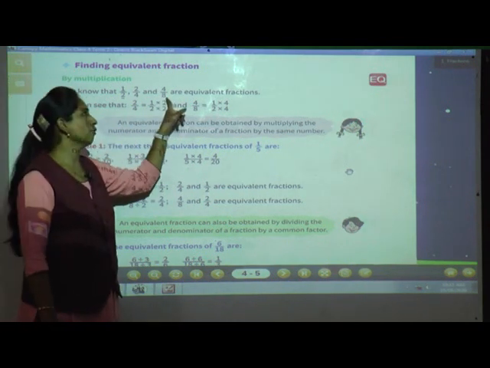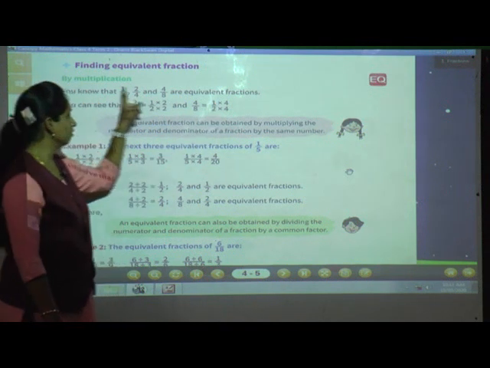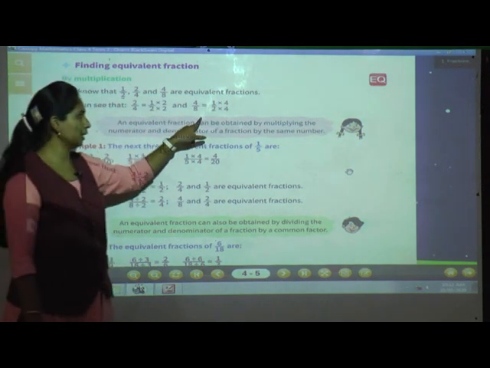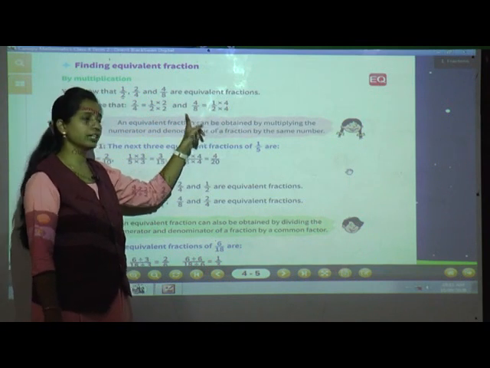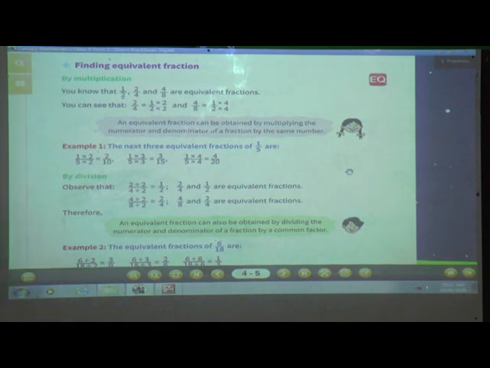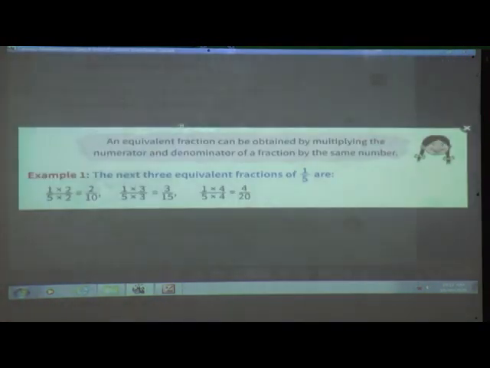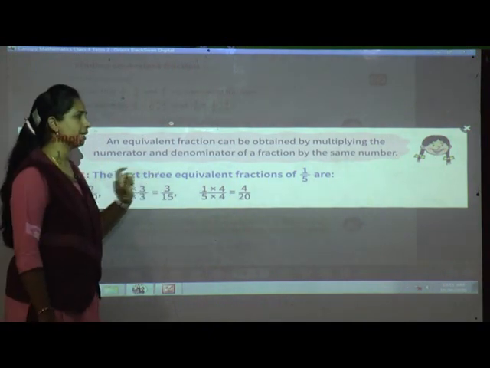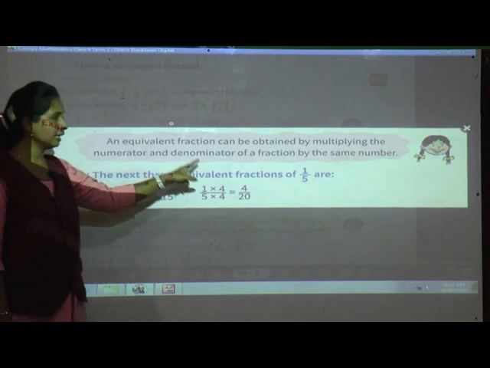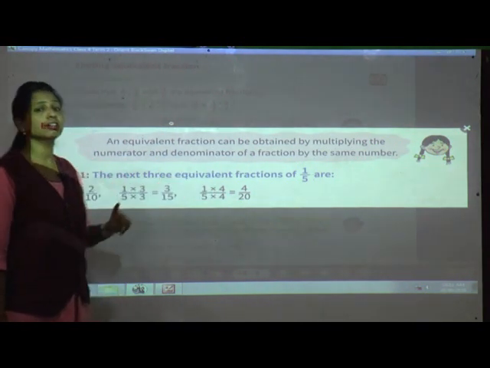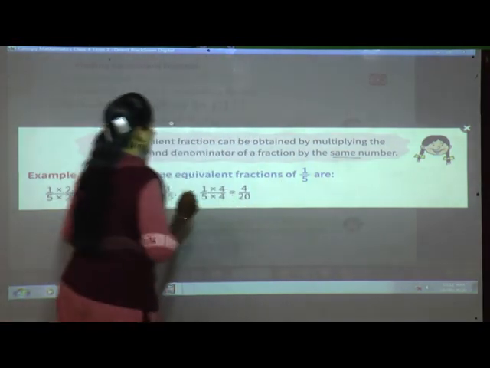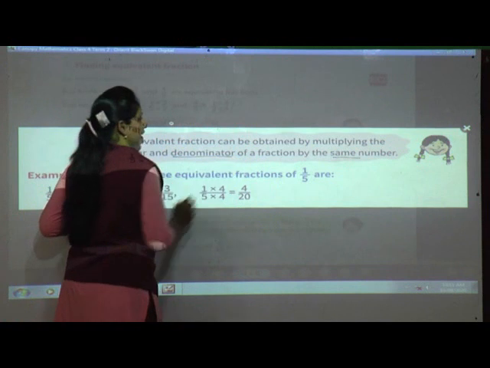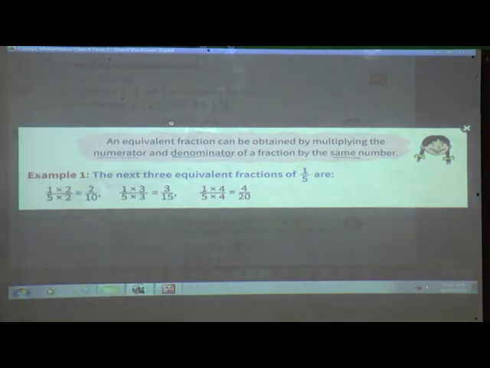And again, how do we get 4 by 8? When we take the same number, 1 by 2, and multiply with 4, we get 4 ones are 4, 4 twos are 8. So here what they are saying: equivalent fractions can be obtained by multiplying the numerator and denominator of a fraction by the same number. Very, very important: the same number, and the numerator and denominator should both be multiplied, not only any one.